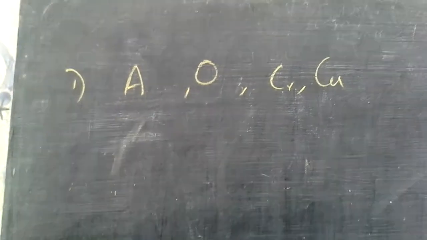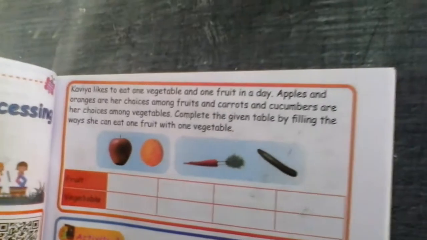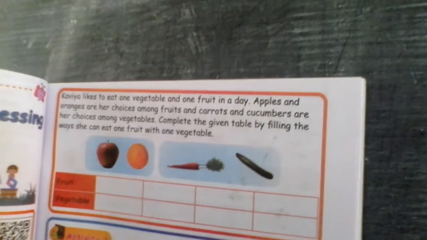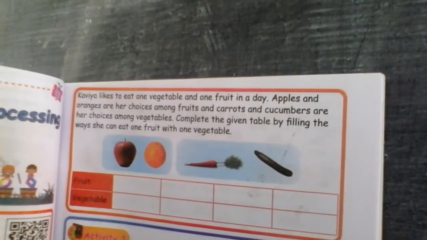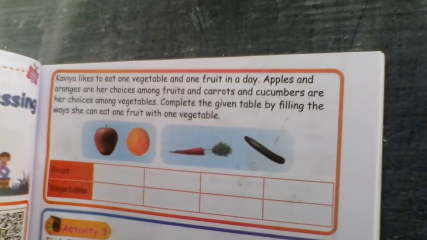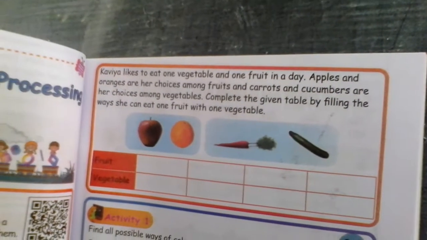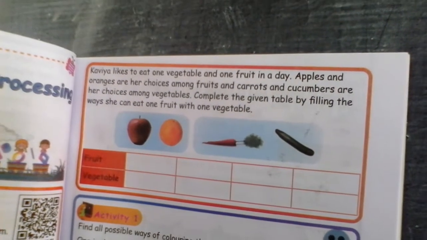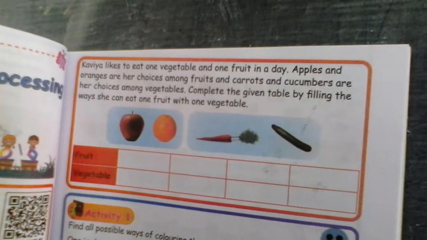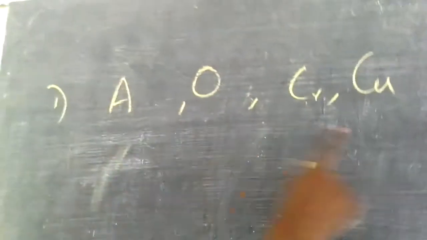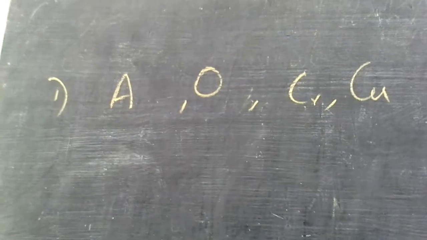Let me read first. Kavya likes to eat 1 vegetable and 1 fruit in a day. Apples and oranges are her choices among fruits, and carrots and cucumbers are her choices among vegetables. Complete the given table by filling the ways she can eat 1 fruit with 1 vegetable. This is what we have to do. Right? This information we got, and that was the question, and we have to process it.